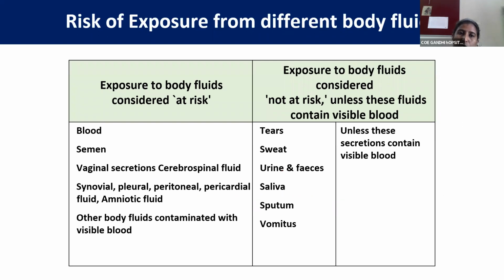Depending on which body fluid we are exposed to, the risk differs. If the body fluids are blood, semen, vaginal secretion, or cerebrospinal, synovial, pleural, peritoneal, pericardial, and amniotic fluid, or any other body fluid contaminated with visible blood, there is a higher risk of transmission. But body fluids like tears, sweat, urine, feces, saliva, sputum and vomitus, unless contaminated with visible blood, are not at risk of transmission.